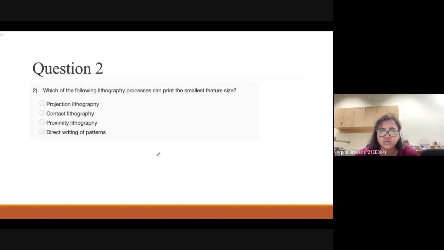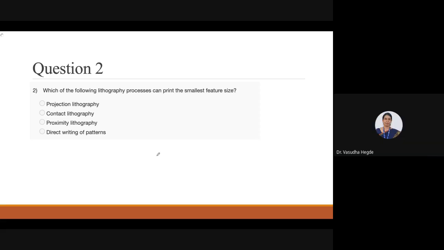Which of the following lithography processes can print the smallest feature size? First one is projection lithography. Second is contact lithography. Third is proximity lithography, and the fourth one is direct writing of patterns. I would go for contact lithography or direct writing. Direct writing is not a good idea, so it has to be contact lithography.